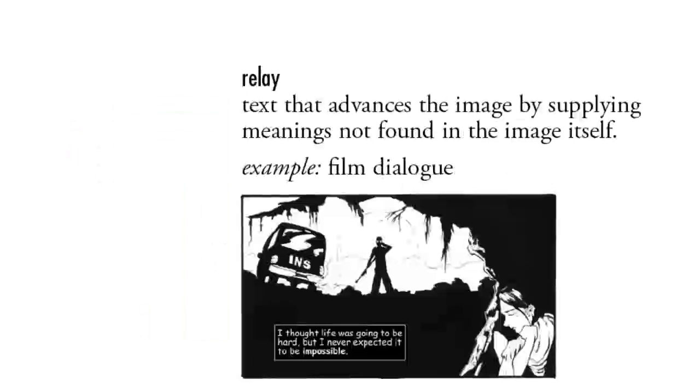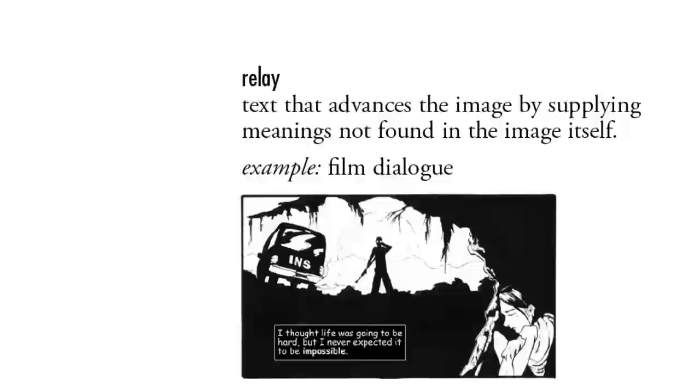The other way that text and image can interact is through a process called relay, and that's when text advances the image by supplying meanings that are not found in the image itself. So you look at the image and the denotation here is van, man, woman, darkness, and the connotations that come with that. It's a little bit ominous. The man's in shadow, so he's maybe a little bit scary or whatever.